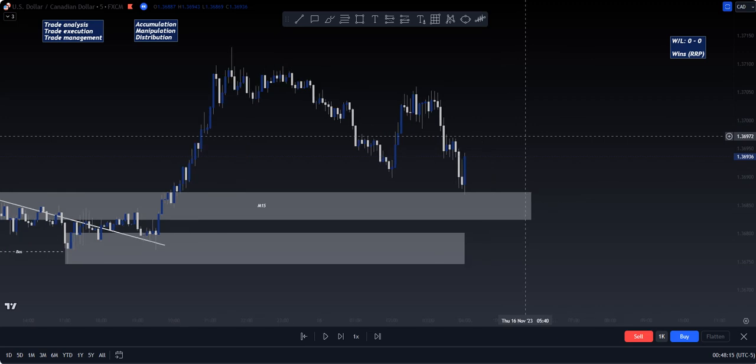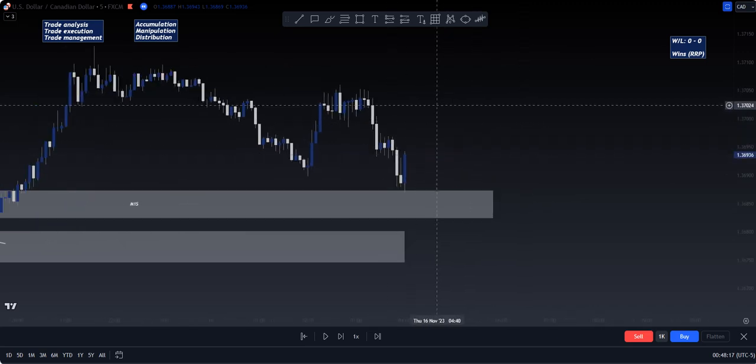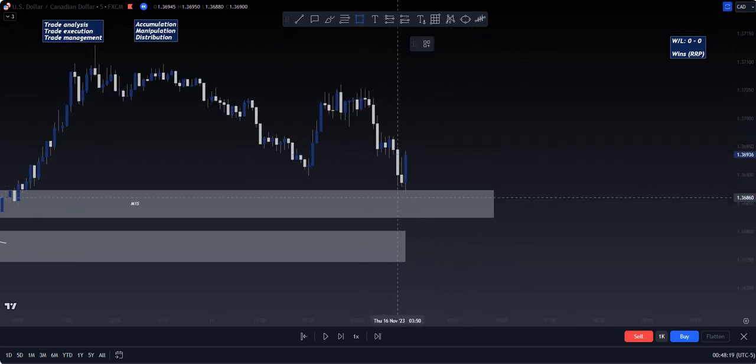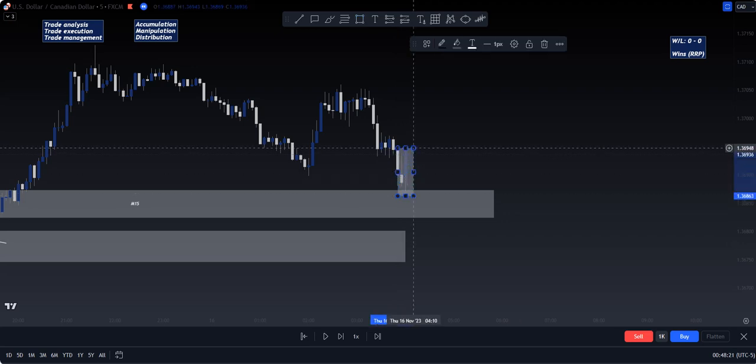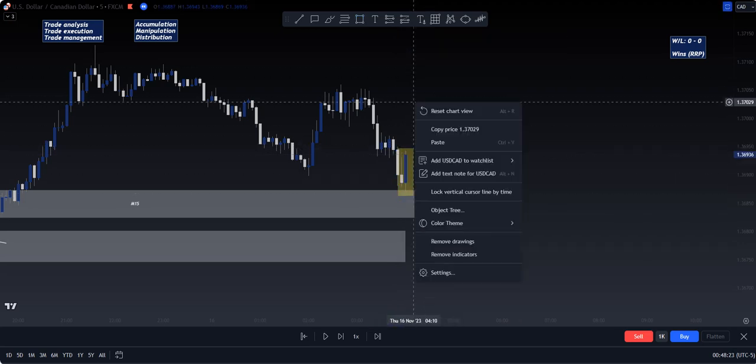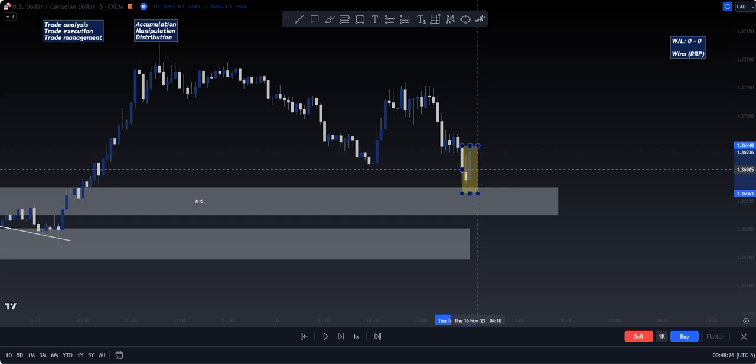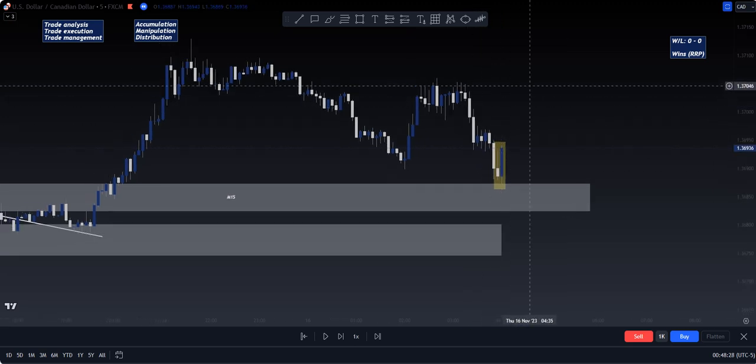Okay, so look at that. We got a very nice bullish engulfing here right off of that zone. And these candle confirmations, I'm going to mark them with the yellow box all the time.